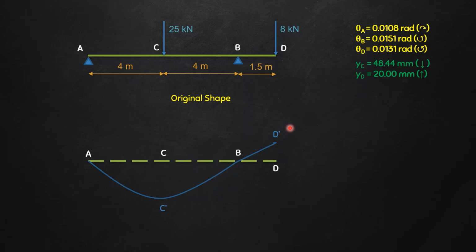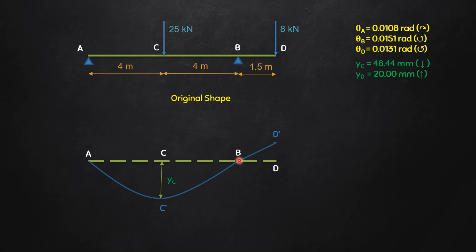Okay, let's see point by point. A remains at A because there is no vertical deflection here. However, there is a slope which we will see later. C has come down to C dash by a distance YC. Just see the value of YC. There is some value and it is in the downward direction, which is shown here.